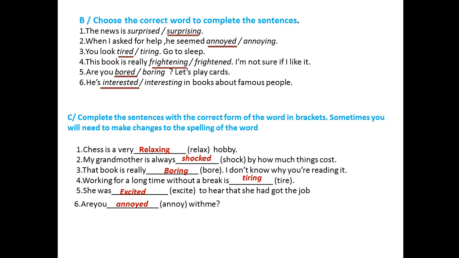So, if the adjective talks about someone, it should end with ed. If it talks about something else, it should end with ing. Okay, so this exercise is in your workbook, page number 31.